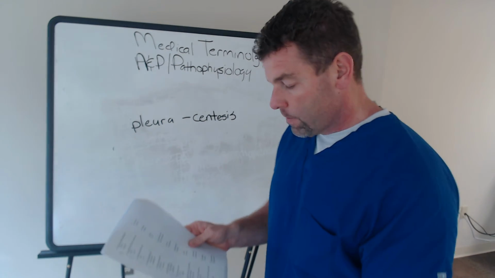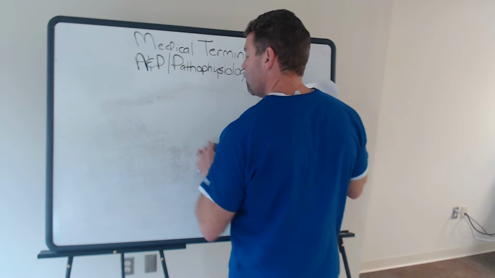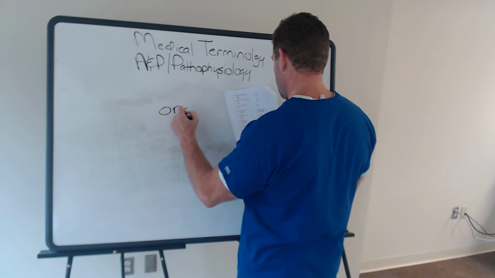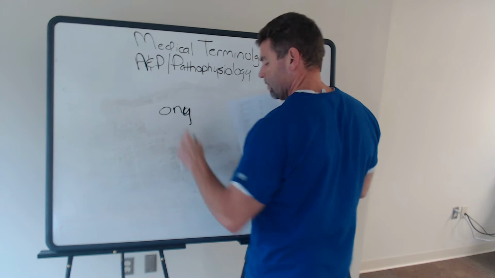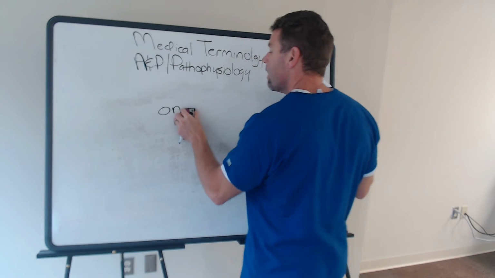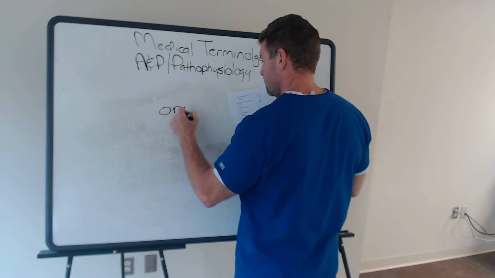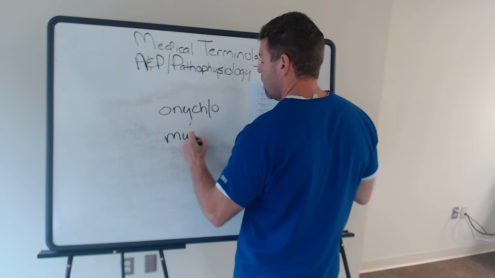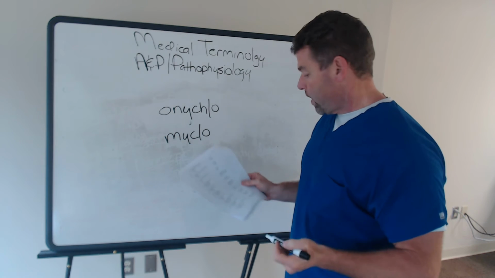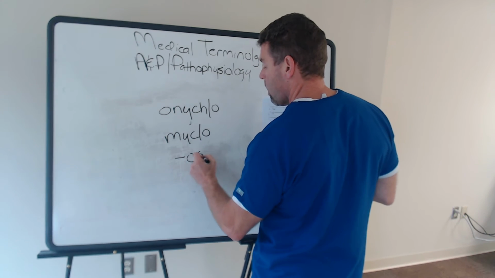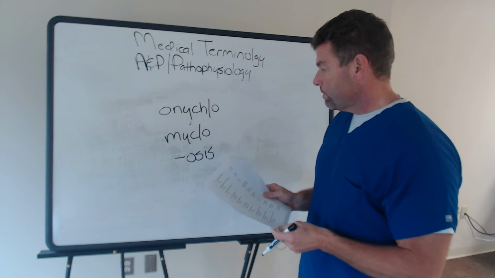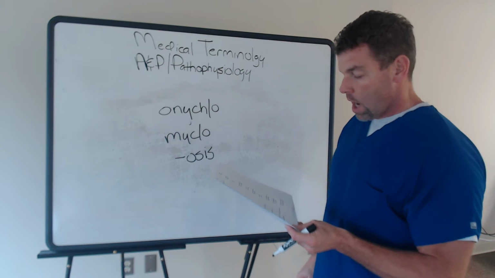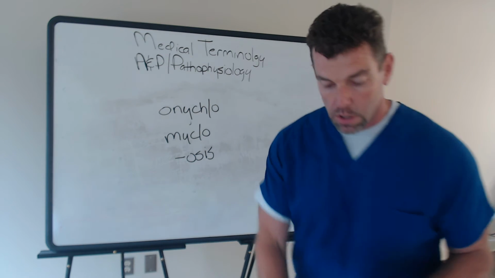A fungal infection of the toenail. Onycho means toenail. Myco means fungus. Osis means abnormal condition. So an abnormal condition of a fungal infection of the toenail. Okay, onychomycosis.